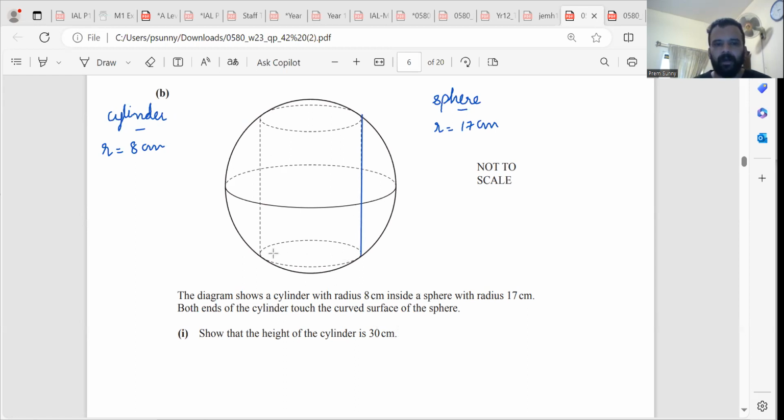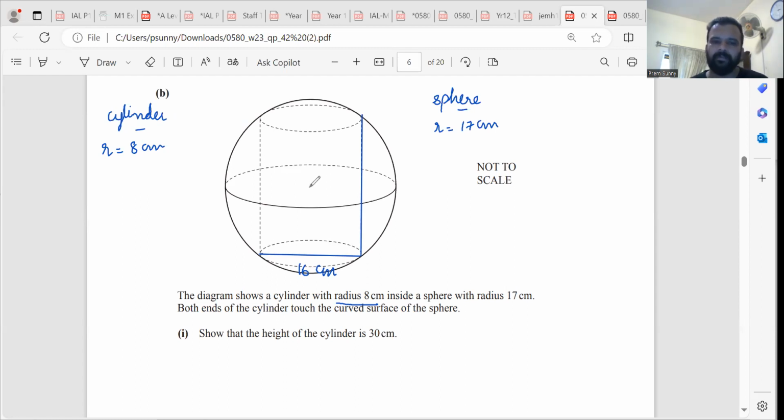So now, it's given that the radius of the cylinder is 8 centimeter. If the radius of the cylinder is 8 centimeter, then the diameter of the cylinder is going to be 16 centimeter. This is the bottom circle of the cylinder, the radius is given as 8 centimeter, so the diameter is 16 centimeter.